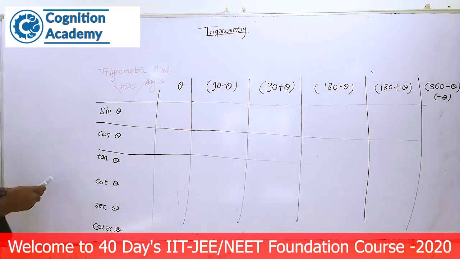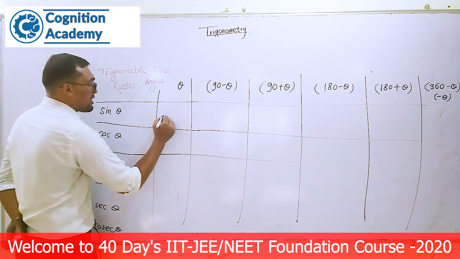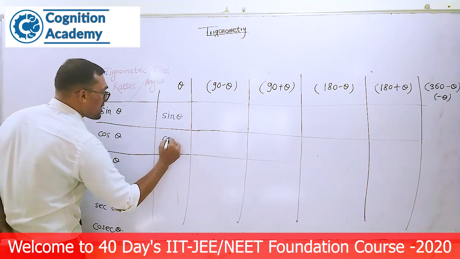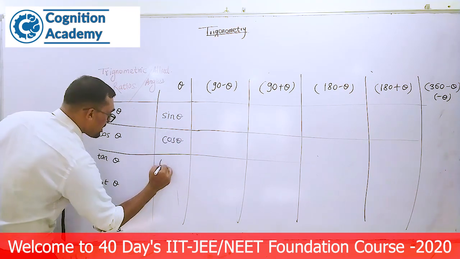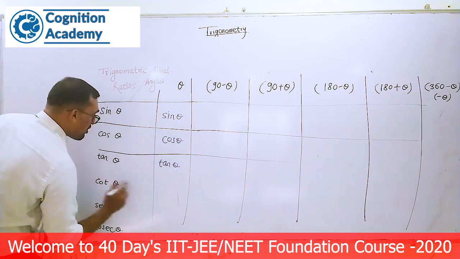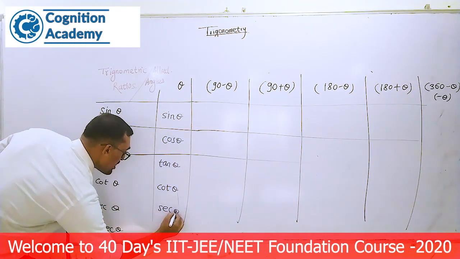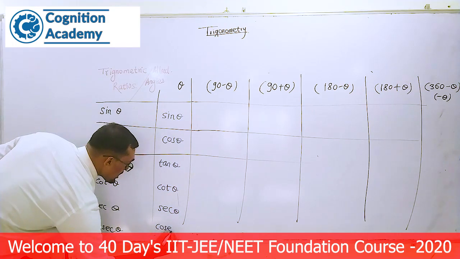Let us start with the first. Sine of theta is nothing but sine theta. Cos of theta is cos theta. Tan of theta, tan theta, nothing changes. Cot theta will be cot theta. Sec theta is sec theta, and cosec is cosec theta.